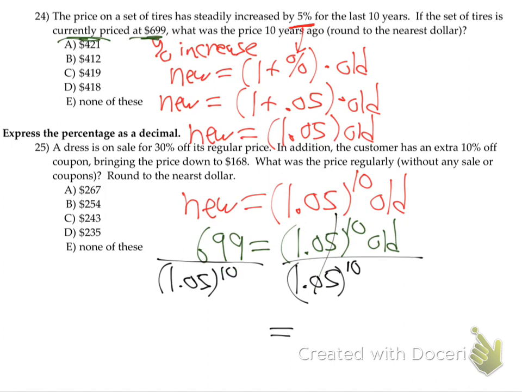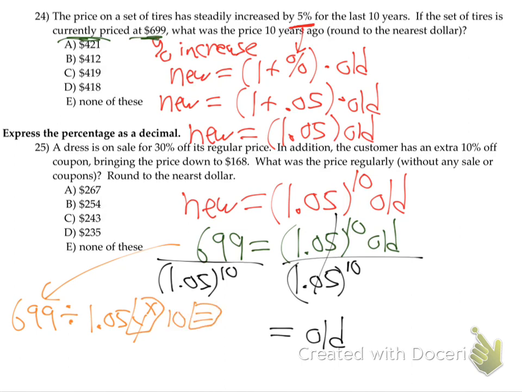And now I'll just hit the whole thing on my calculator. Just take $6.99 divided by 1.05 to the 10th and hit equals. So I can write that out. It's going to be $6.99 divided by 1.05 to the power of 10 equals. And so, what do you get? 429? Yeah. So the answer is none of the above. 429 is the old price.